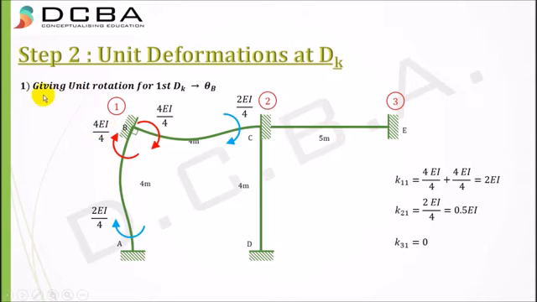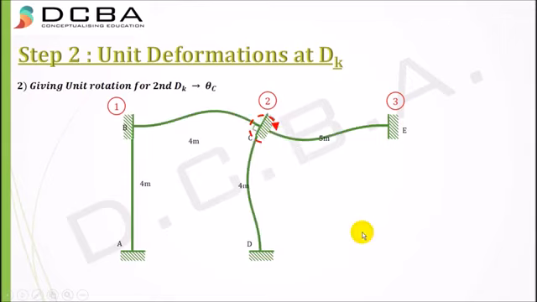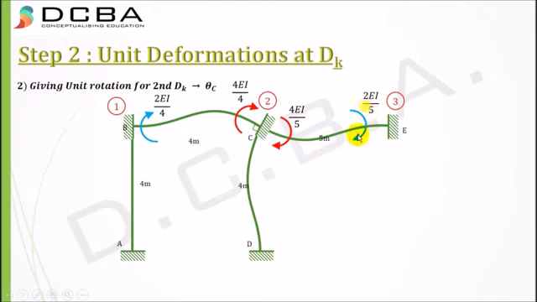Again under step 2, that was giving unit rotation for the first degree of freedom. Now we'll give unit rotation for the second degree of freedom and see what happens. When we give a unit rotation for the second, all the members connected to joint 2 are going to get affected. That is member CB, member CE and member CD. So this is how it rotates basically. The values of the forces, forced moments and reactive moments would be: here it is 4EI by 4, 2EI by 4; here again 4EI by L, L is now 5, and at the opposite end it would be 2EI by 5; here it is 4EI by 4 and at the opposite end 2EI by 4.